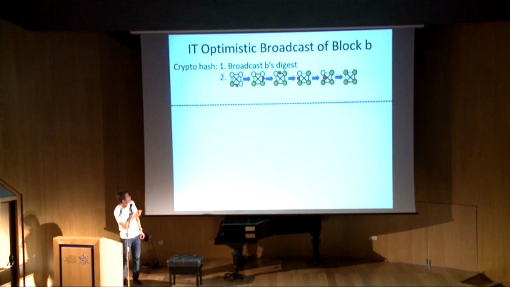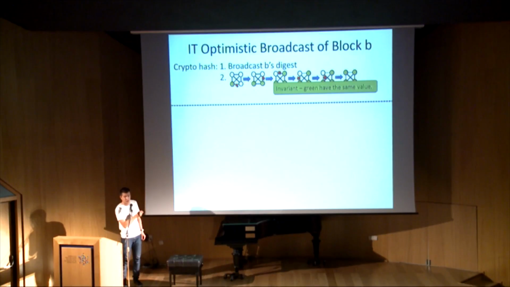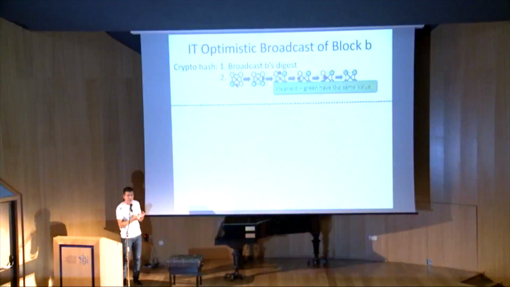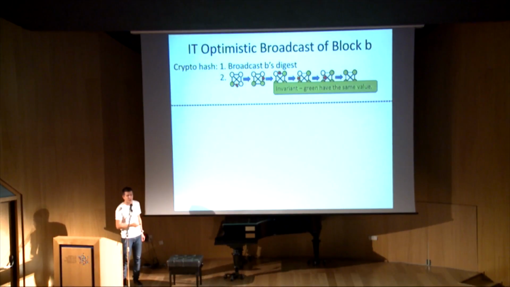We take an edge, propagate it, take an edge, propagate it, and so on, and we have this invariant that the set of green guys who know the message always grows because the message becomes fixed. And they always have the same value. So we want to preserve something like this, but now we don't have a cryptographic hash, so we cannot broadcast this hash from the beginning. But we want to do something similar.